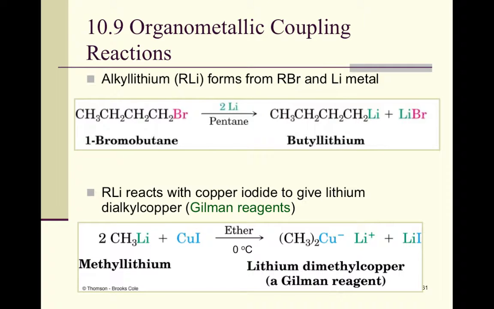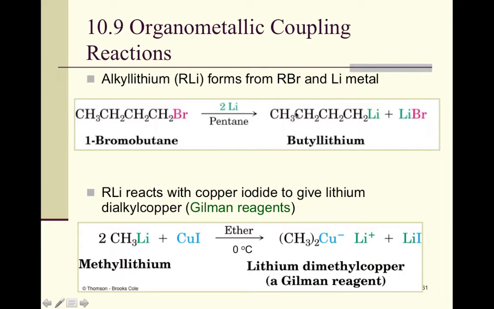Continuing on with the organometallic coupling reactions, so our Grignard reagent was the first organometallic reaction we saw. Let's look at another one. We're starting off with an alkyl halide. We bring in 2 moles of lithium in pentane, and we're going to have bromo replaced with lithium. We also have a minor secondary product of LiBr.